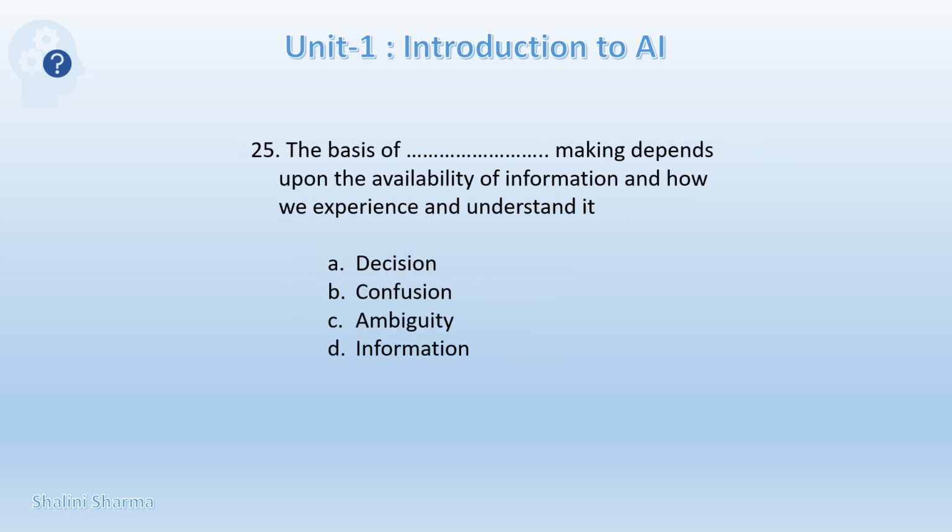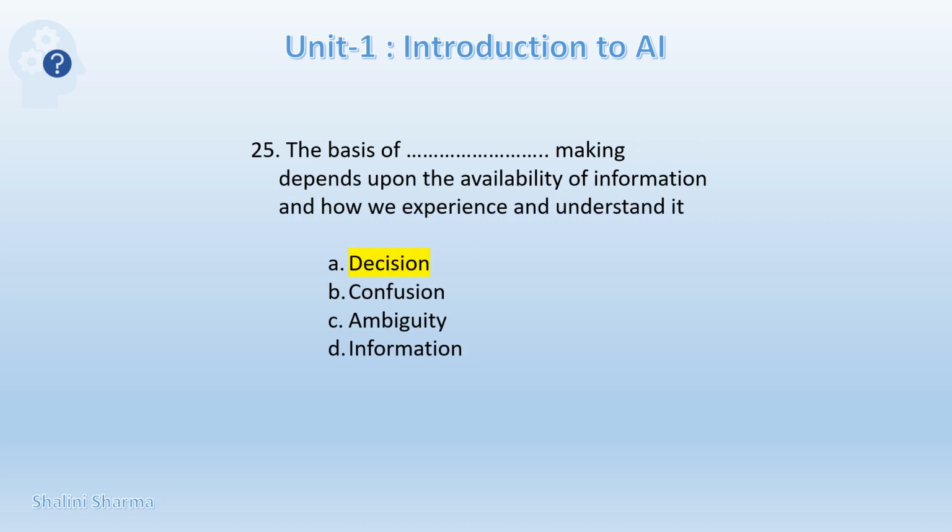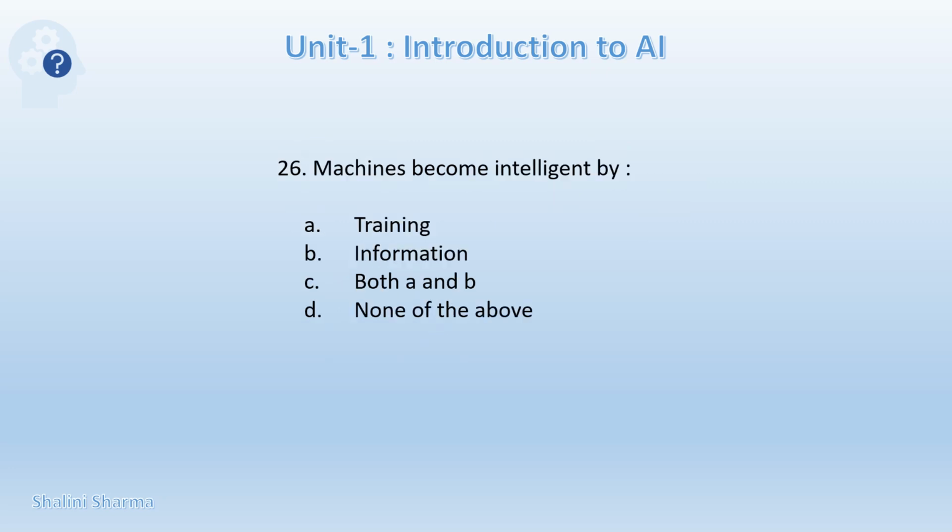Fill in the blank question. The basis of dash making depends upon the availability of information and how we experience and understand it. The options are A. Decision, B. Confusion, C. Ambiguity, D. Information. And the correct response is decision. The basis of decision making depends upon the availability of information and how we experience and understand it.